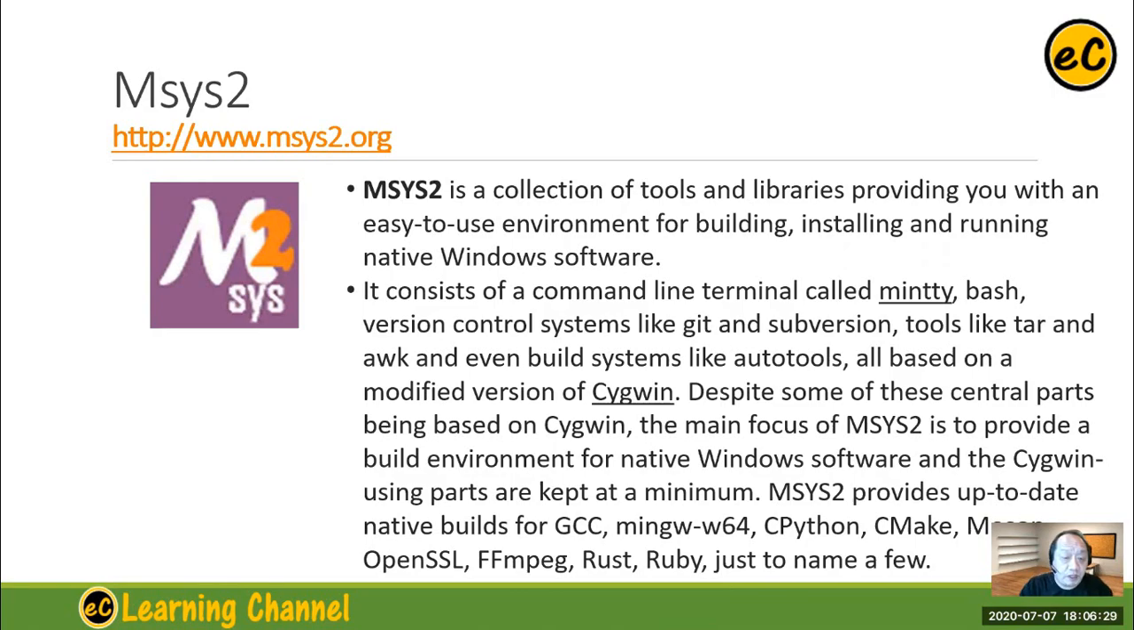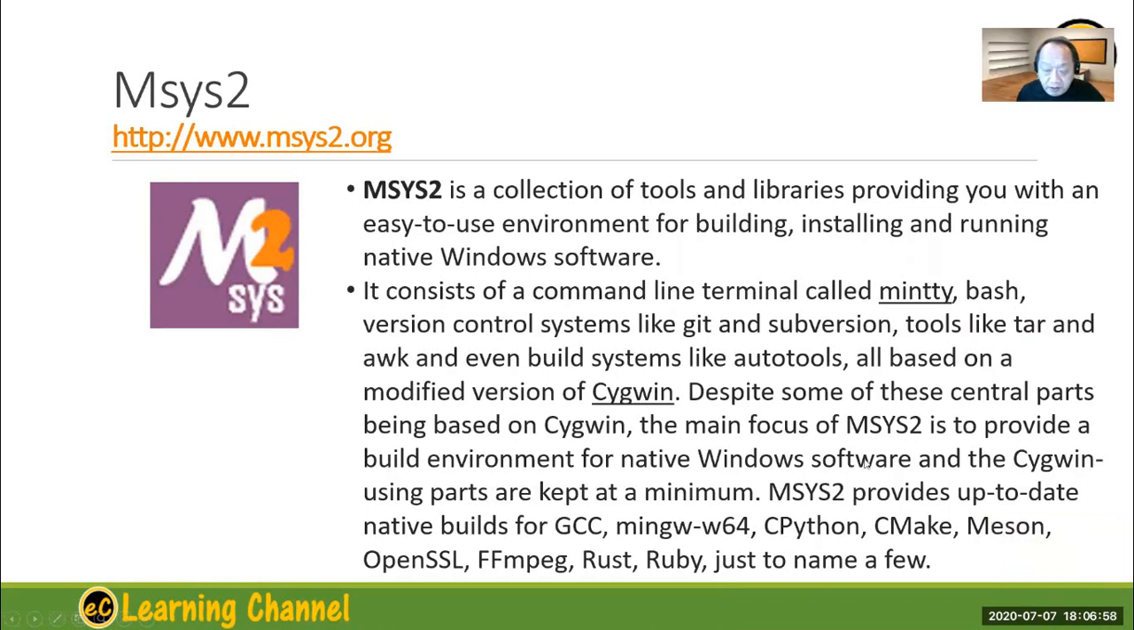And today we are going to install it, but we are going to use this tool called Msys2. Msys2 is a collection of tools and libraries that provide you an easy-to-use environment for building, installing and running native Windows software. And actually it has Cygwin and different things. I won't go into the details. Basically it is a tool to help us install those Linux-like tools on your Windows environment. And it is a little bit like pip install. If you have ever used Python tools, it is an installer that will help you to do the installation.